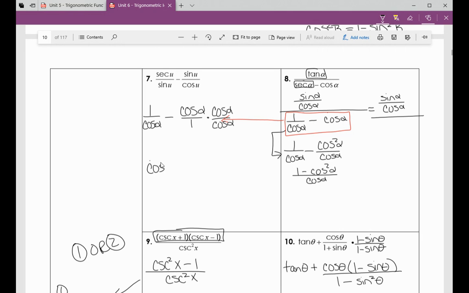If you take your cosine squared plus sine squared equals 1, and I move that over, this time I get sine squared equals 1 minus cosine squared alpha. So my new denominator is sine squared alpha over cosine alpha. Fraction divided by fraction, you can flip and multiply. So sine alpha over cosine alpha times cosine over sine squared.